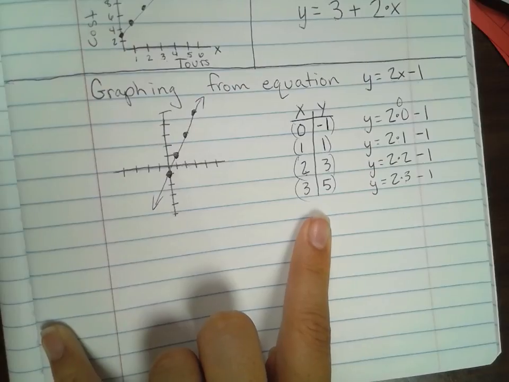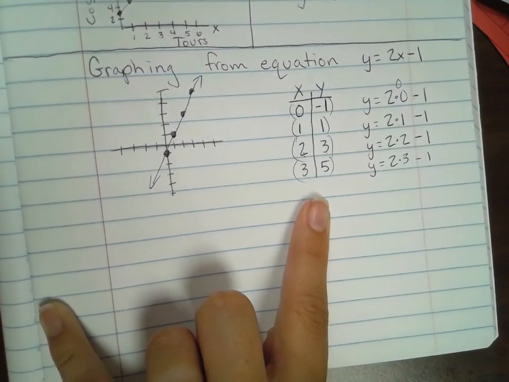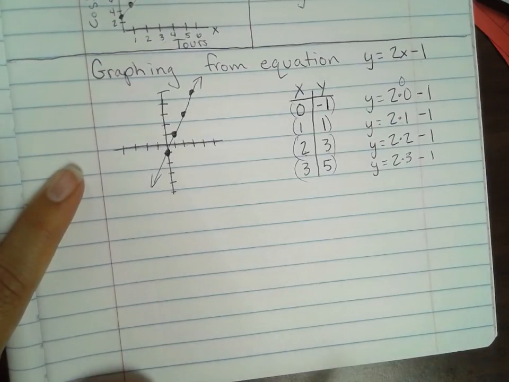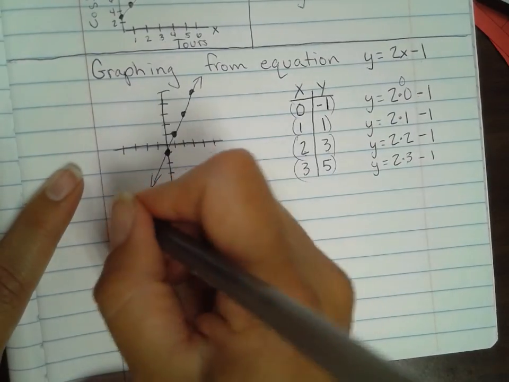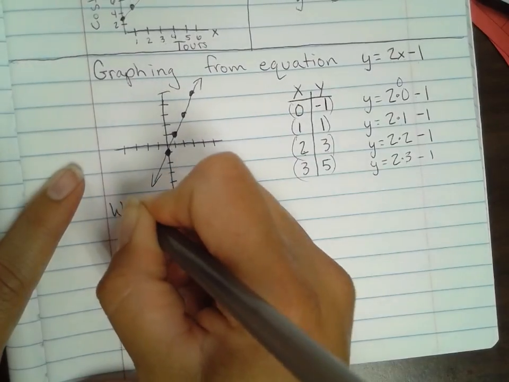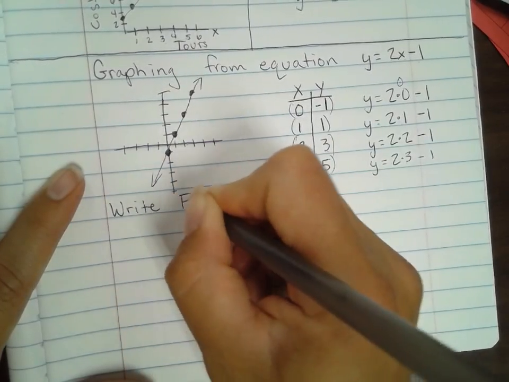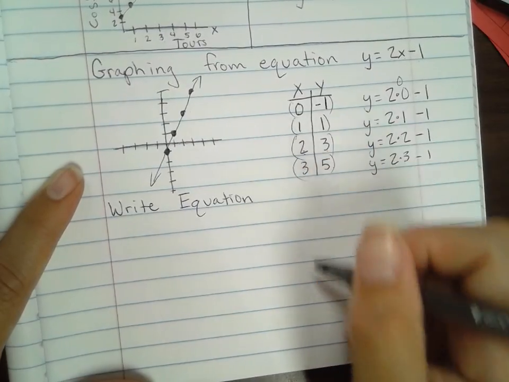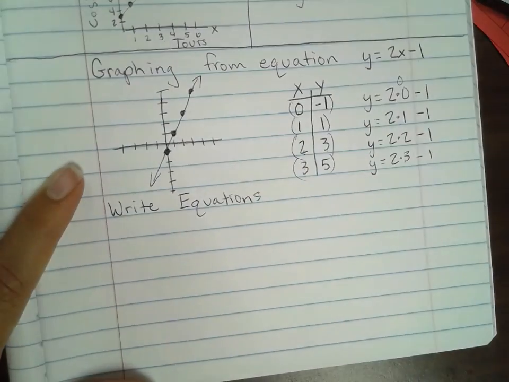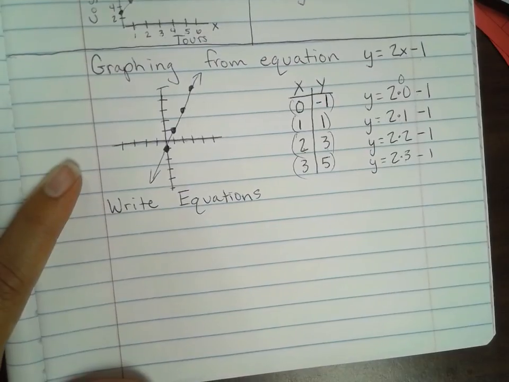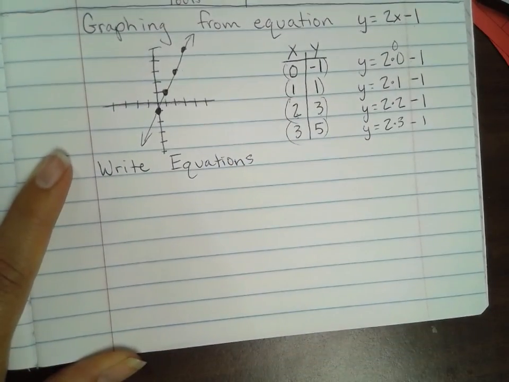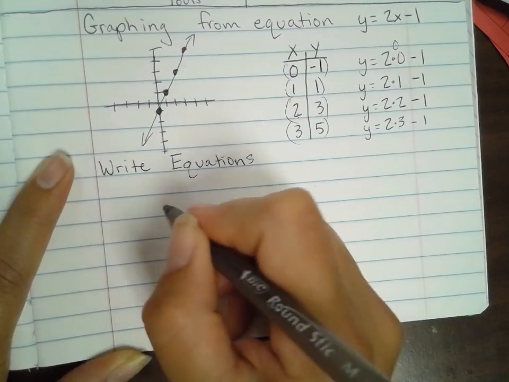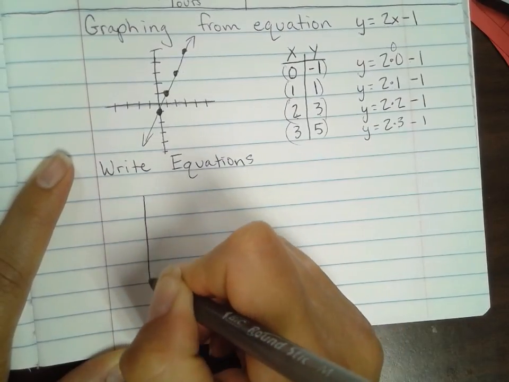Okay, last little part we need to talk about is writing equations from graphs or from tables. So write equations. That's what we're doing here. If you can figure out the starting point and the rate, it's easy to do. We're almost done with our notes. So if I want to write an equation, let's say I have this table. I'm just going to make an XY table.